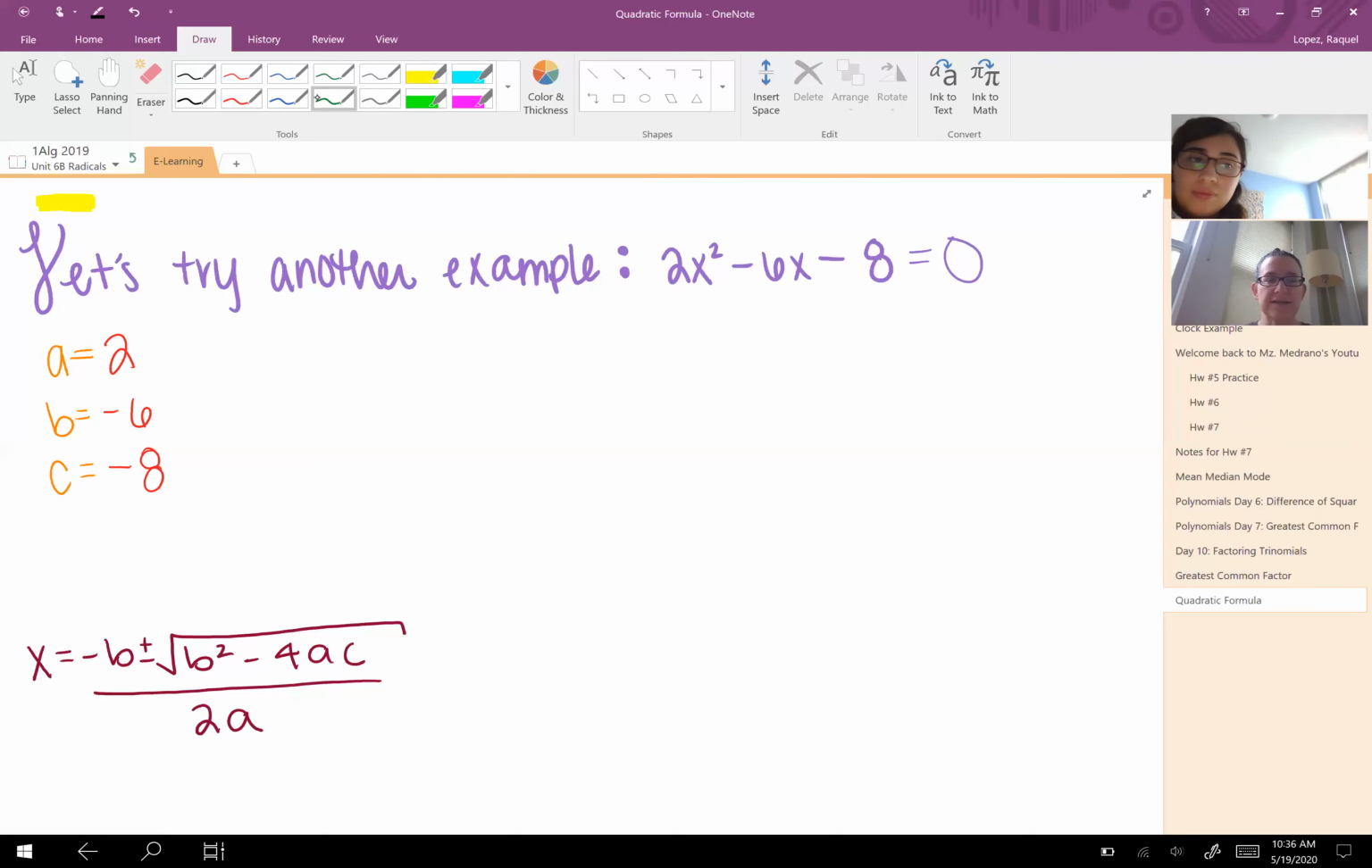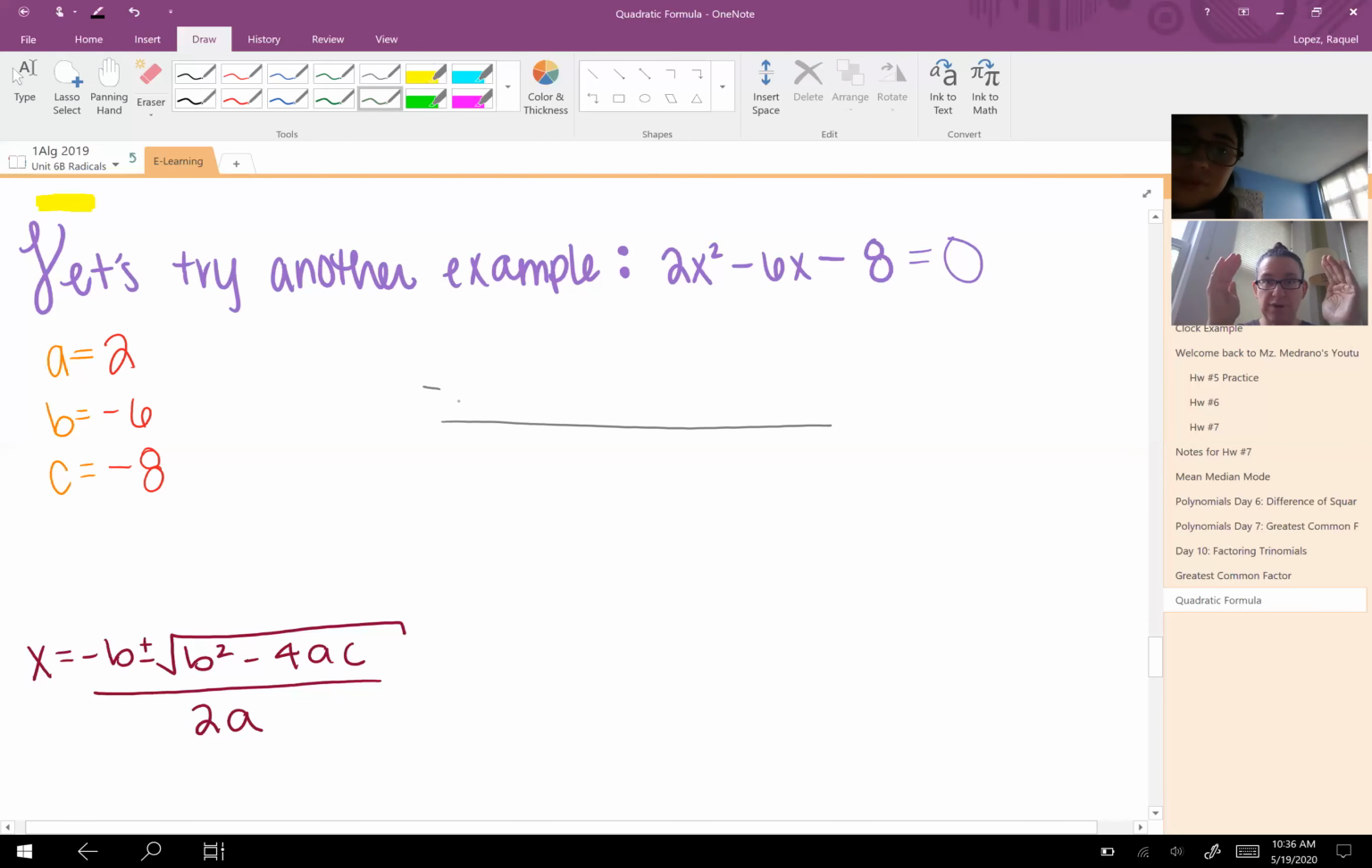Okay, so I need to put in the ingredients into the right places. So I'm going to start off with giving myself a big fraction bar, and I'm going to go ahead and start putting in the information. So I know I need negative b. So I'm going to do a negative sign and then parentheses, negative 6. Then there's that funny symbol of the plus or minus and a big square root symbol.